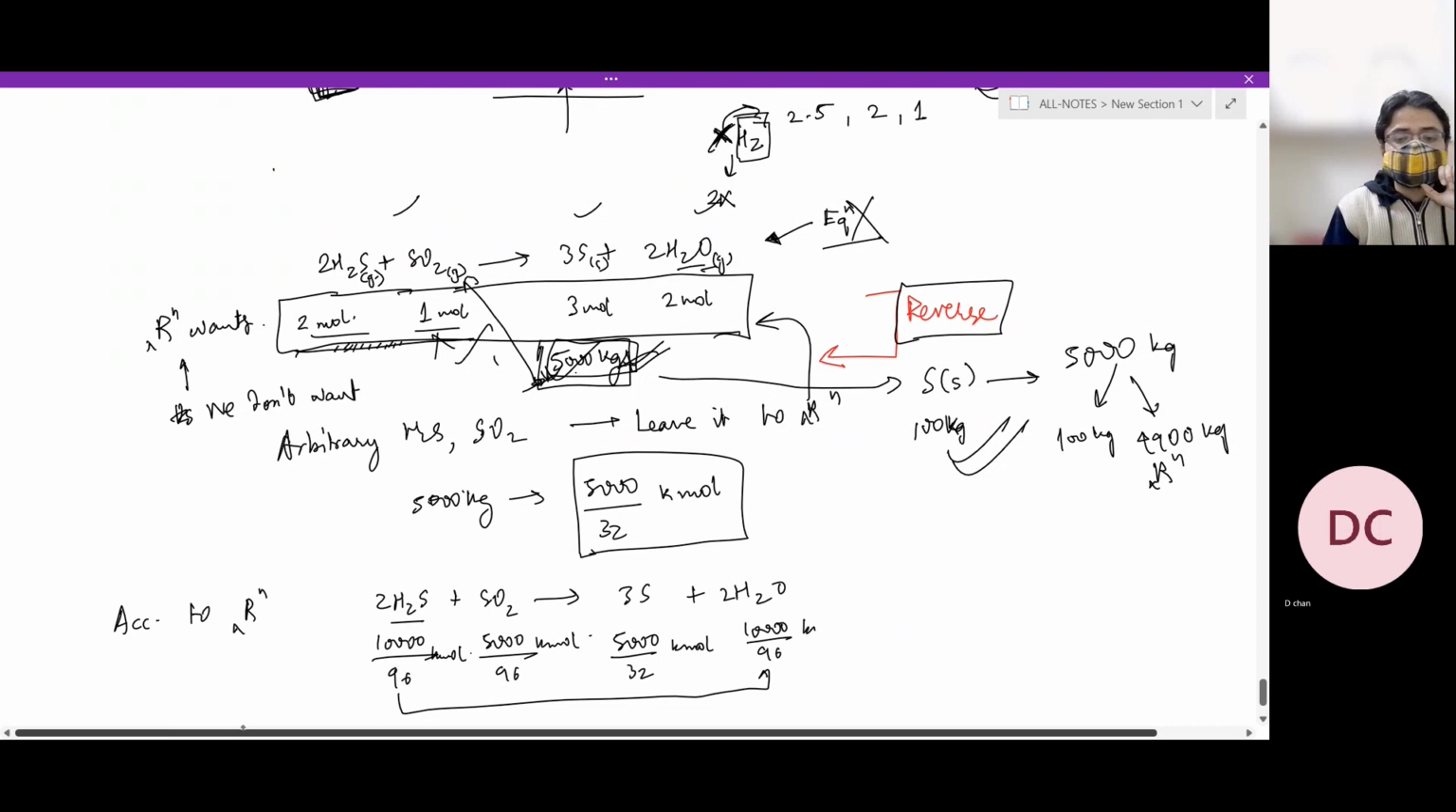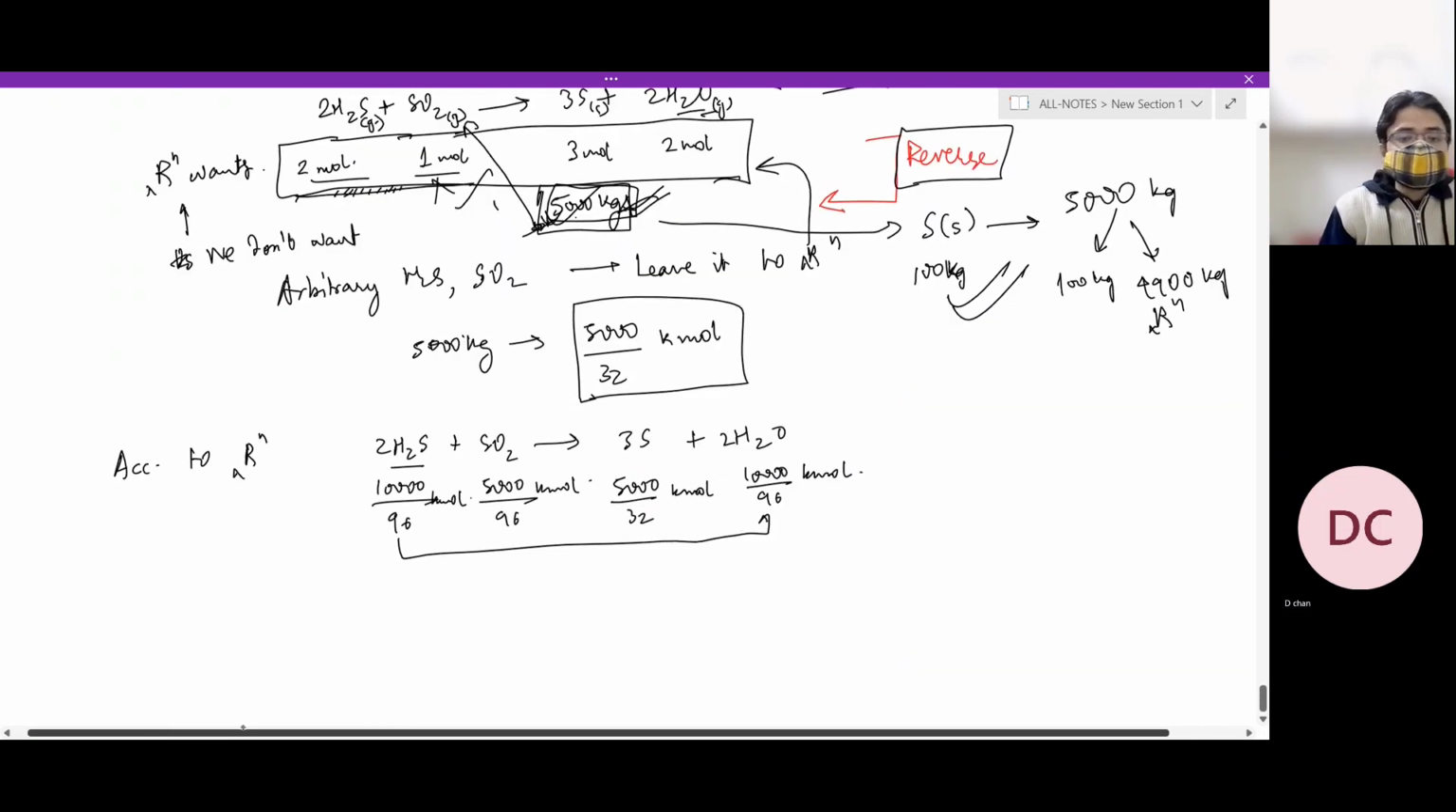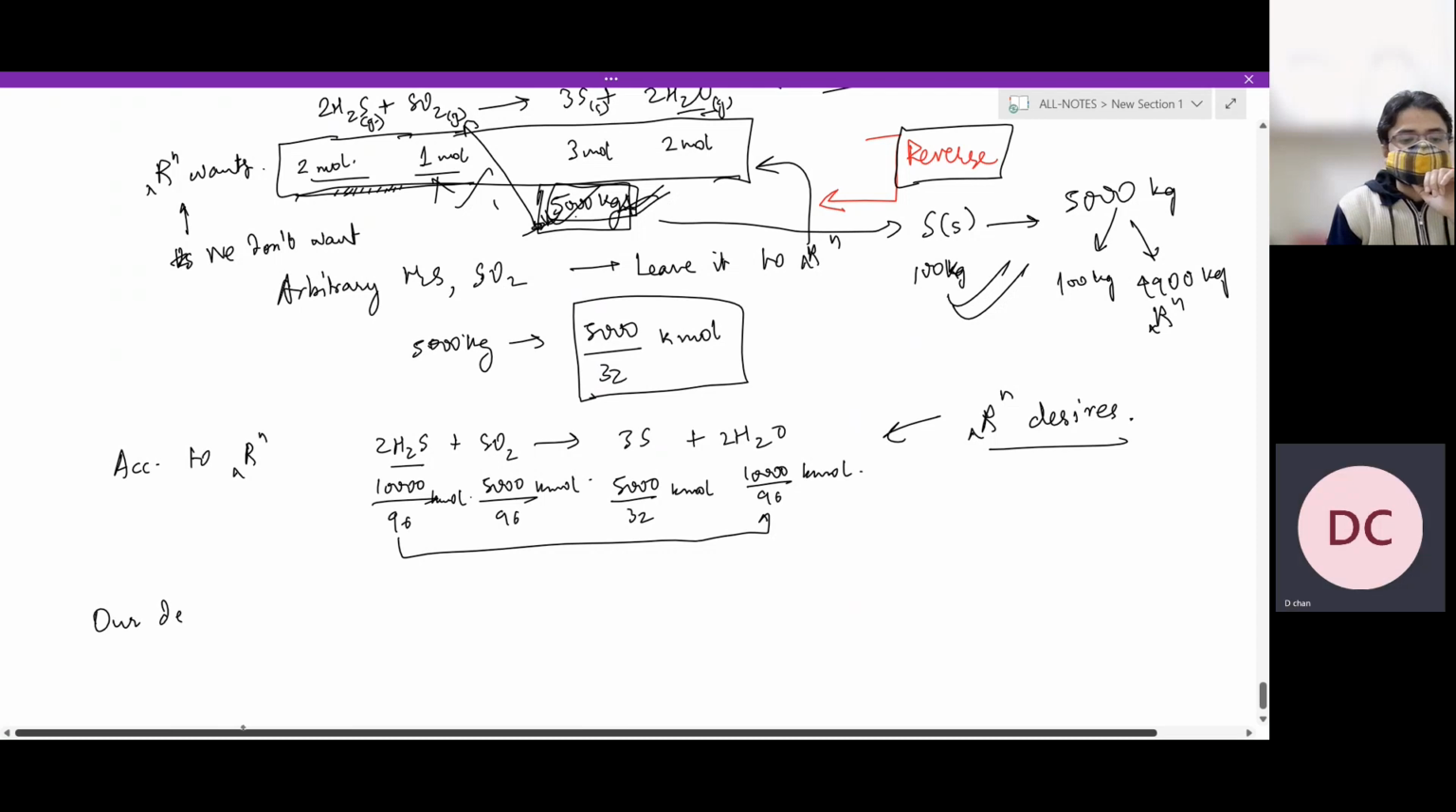Okay? Now, the problem is, these are the reactions requirements. The reaction desires the reaction to proceed this way, okay? But our desires are not equal to the reaction's desires, okay? So we are supplying an arbitrary amount of H2S, we are supplying an arbitrary amount of SO2.